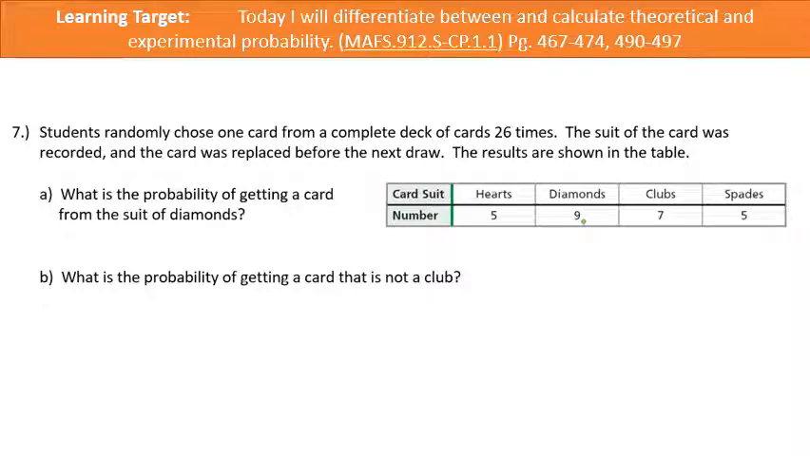Students randomly chose one card from a complete deck of cards 26 times. The suit of the card was recorded and the card was replaced before the next draw. The results are shown in the table.